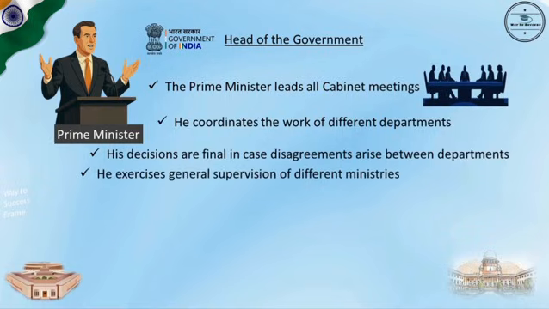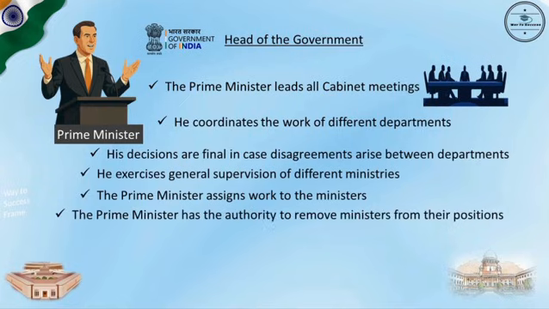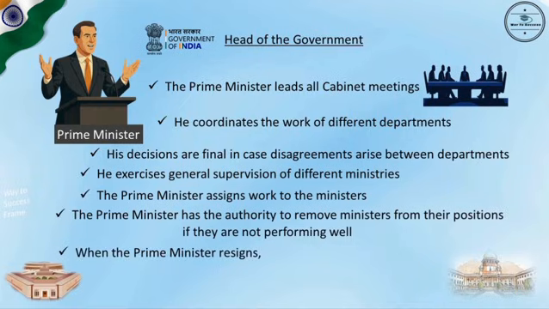He exercises general supervision of different ministries. The Prime Minister assigns work to the ministers. The Prime Minister has the authority to remove ministers from their positions if they are not performing well. When the Prime Minister resigns, the entire ministry is supposed to resign.